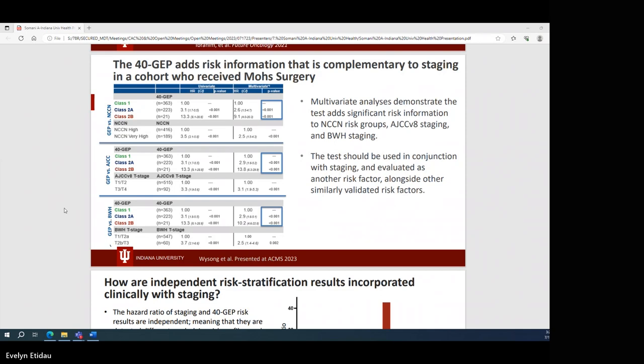As a Mohs surgeon, I'm particularly interested in the outcomes of patients treated with this effective surgical approach. The independence of the 40-GEP results from staging systems continues in the subset of patients who are all treated with Mohs surgery as well. The statistical independence seen in this cohort highlights the use of 40-GEP to improve the care of our patients who we treat with Mohs surgery by enhancing the accuracy and precision of our prognostic assessments. Next slide, please.